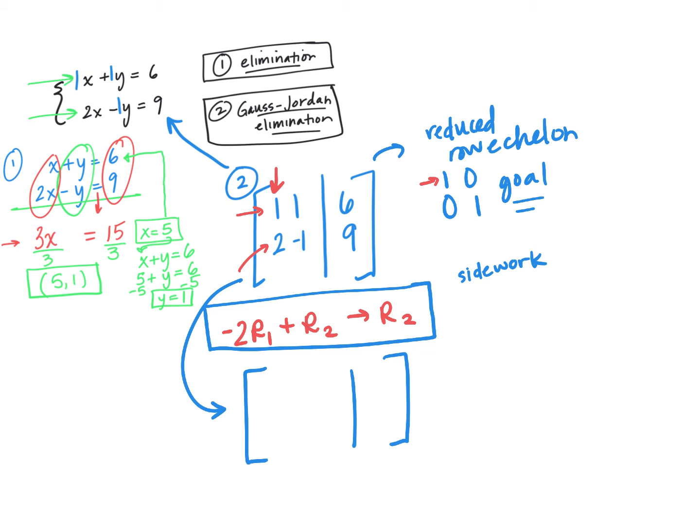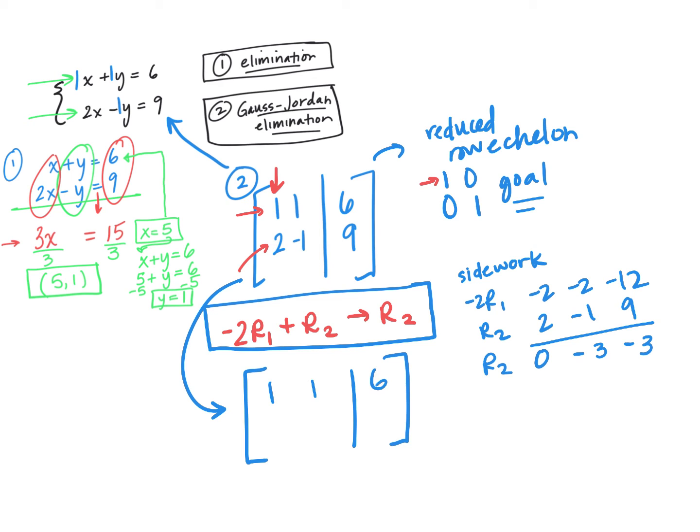So for side work, I would actually multiply -2 times row 1. That'd be -2, -2, -12. And I want to add that to row 2. So 2, -1, 9. We're adding those together. That's 0, -3, -3. And again, that's my new row 2. So I'm going to write 1, 1, 6, because my first row stayed the same. My second row is 0, -3, -3.